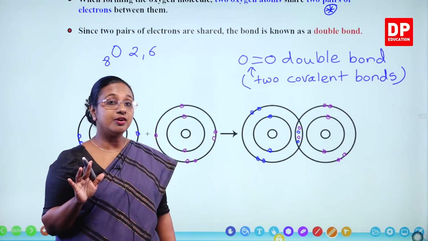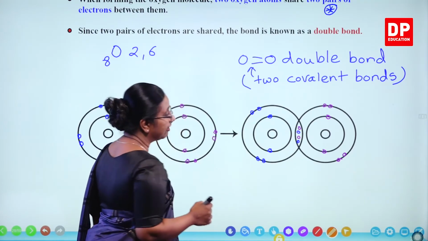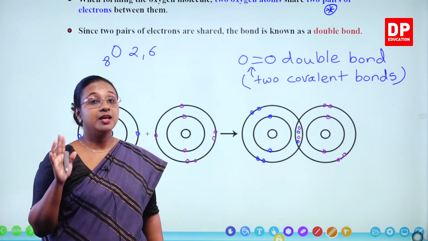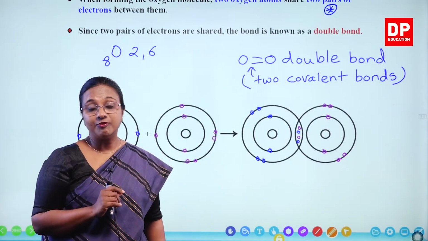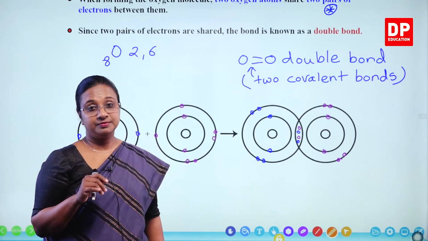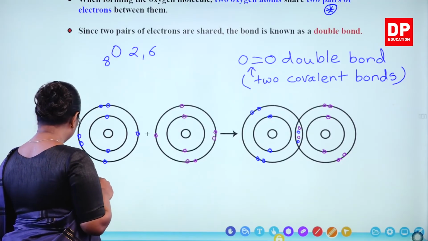Is that clear to you all, students? At the same time, both oxygen atoms have 2 pairs of non-bonded electrons, electrons that are not involved in bonding. Is it clear to you all? So with that, I will move on to the next example.